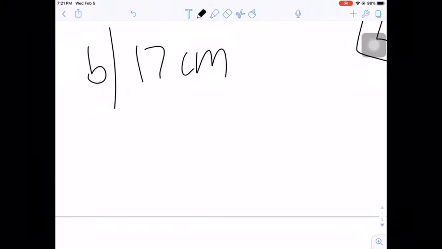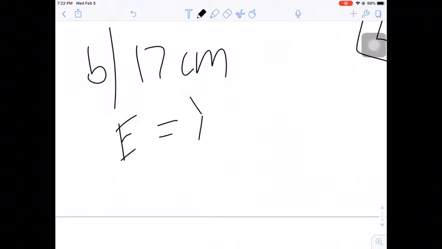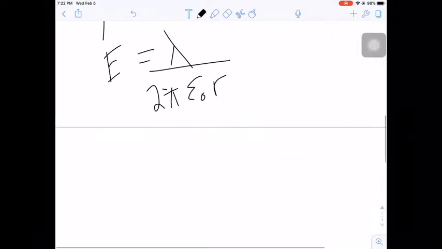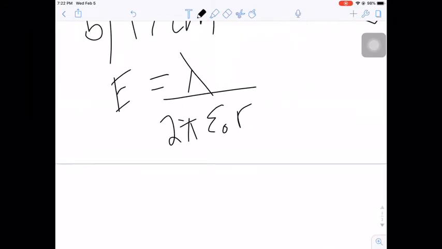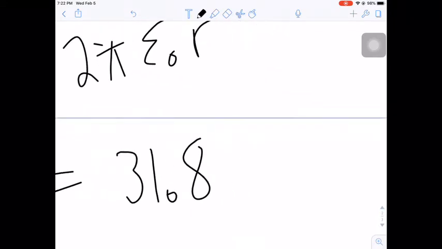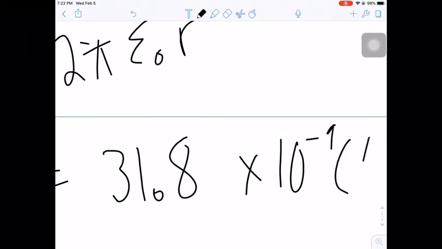So E is equal to lambda, the charge density, over 2 pi epsilon naught r, since it's inversely proportional to the radius of the Gaussian surface. That's our starting equation, and we can just plug in. We know pi, we know lambda, we know r, so we can solve this. E is equal to lambda, which is 31.8 times 10 to the negative 9th coulombs per meter, as it said in the question.